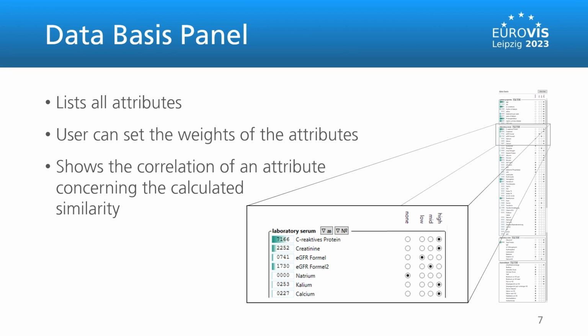It also shows the correlation of a single attribute concerning the calculated similarity of all patients, both as gradient and number. Furthermore, the attributes of a group can be sorted alphabetically or by correlation value.